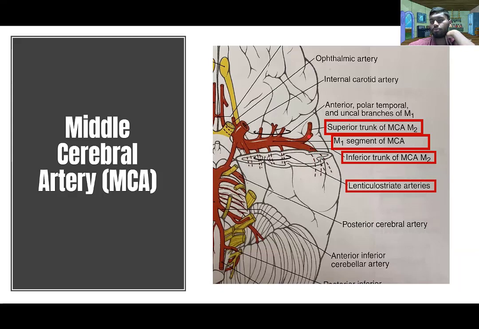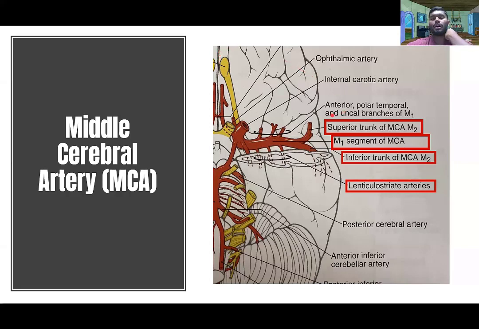And with the MCA, it branches multiple times. So we get M1s, M2s, M3s, M4s, but we don't really worry about it too much. PCA, for example, is the same thing. We have M1s, M2s, and M3s when it bifurcates. ACA is the same way. It has M1s before the ACOM, M2s after the ACOM, and A3s after the bifurcation, the callosal marginal artery.